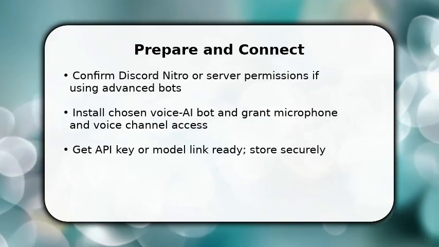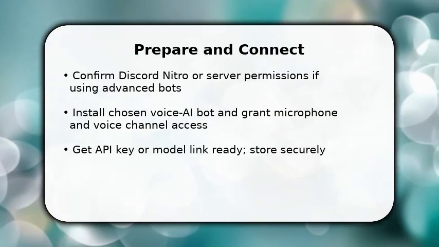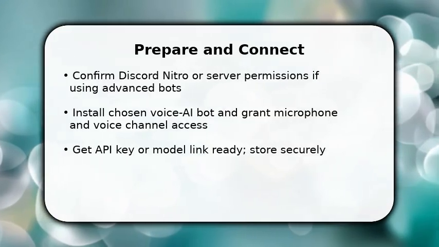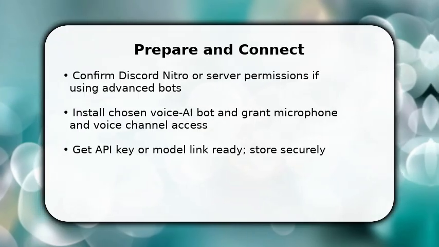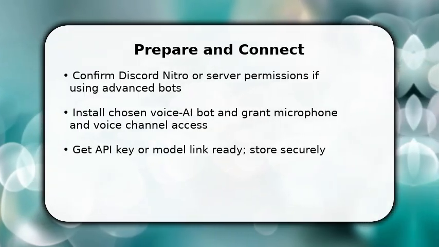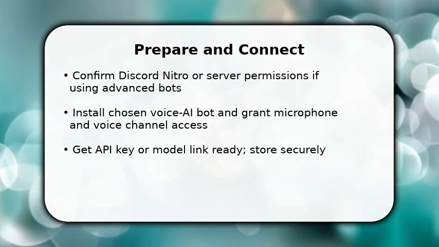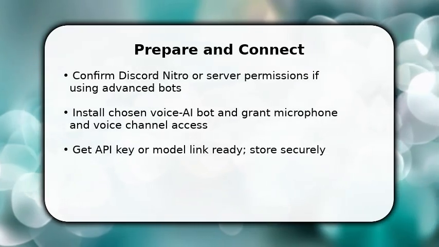You start by choosing a voice AI bot and connecting it to Discord. This is where you set permissions and give mic access. Once done, paste the API key into the bot's config and link the voice channel. This lets the bot join and transmit audio.